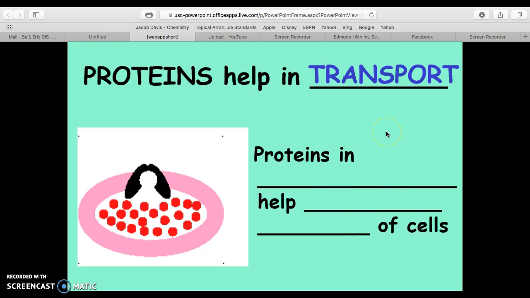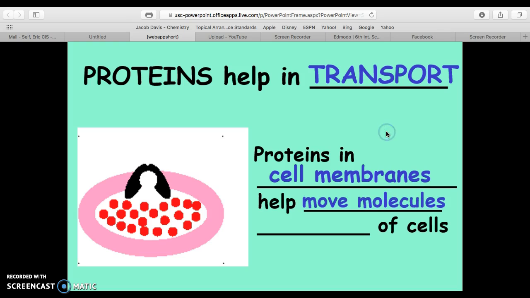Proteins can help in transportation. They help move molecules in and out of cells. Remember we talked about the cell membrane. Well, the cell membrane is that part of the cell that basically allows things to filter in and out. And it acts just like a filter. Filter has those pores. We talked about pore size. Filter has different size pores. Well, the same way here with the cell membrane.